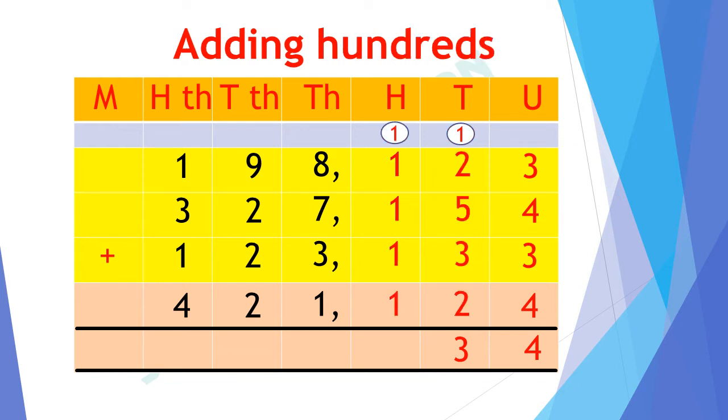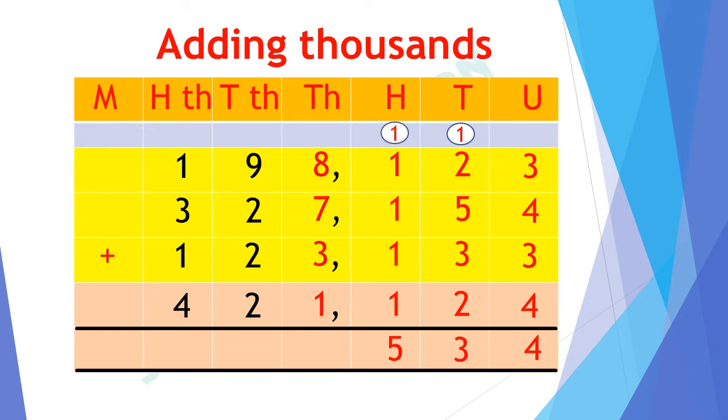Now we will add hundreds column. In 1 we will add 1 and we get 2. In 2 we will add 1 more. We get 3. In 3 if we add 1 we get 4. In 4 we will add 1 more and we get 5. We will write 5 in hundreds column.